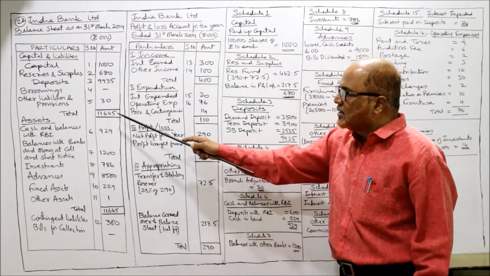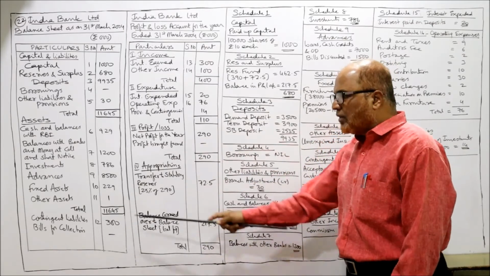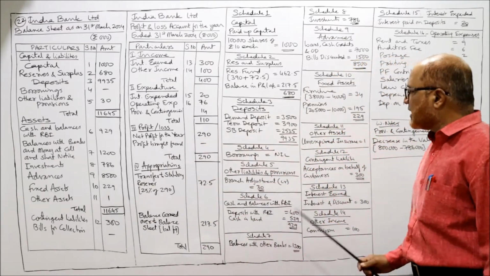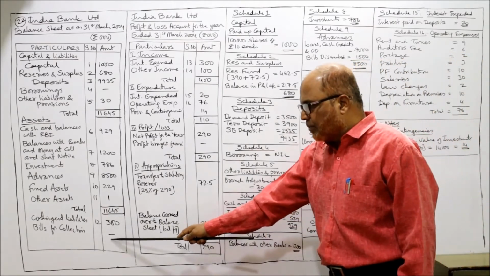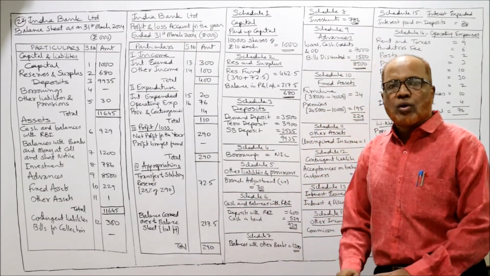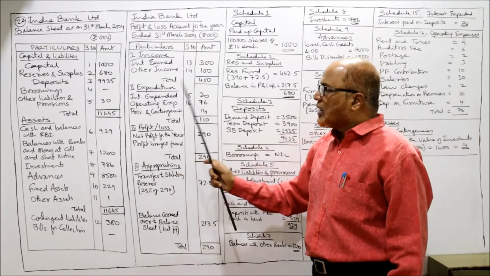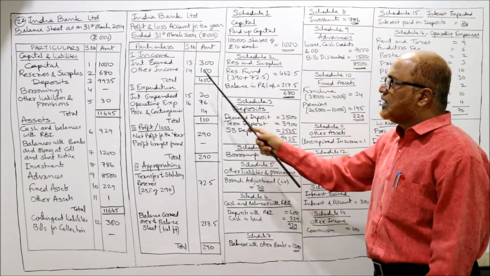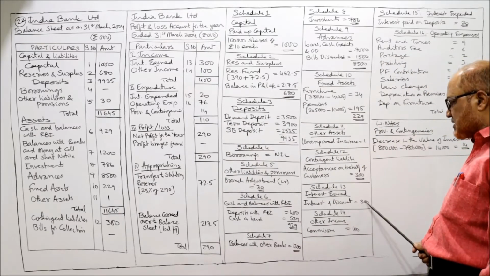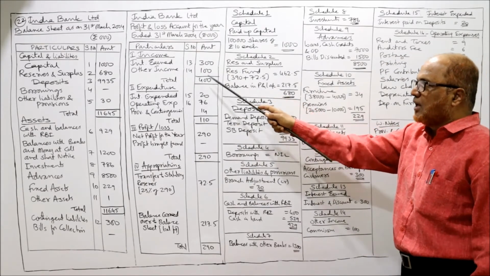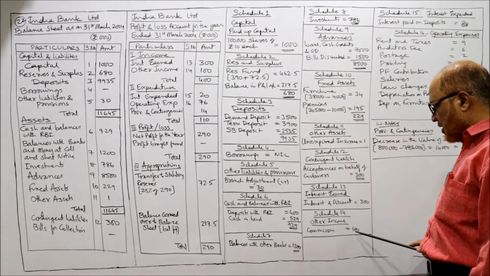Balance sheet is tallied, liabilities and assets. Now 12th schedule, contingent liability, acceptance on behalf of customers 300. There are no bills for collection. Over. So this is the balance sheet. Now come to profit and loss account. 13th schedule, interest earned. You can see here 13th schedule, interest and discount 300. Taken 300. Other income, 14th schedule, commission 100.